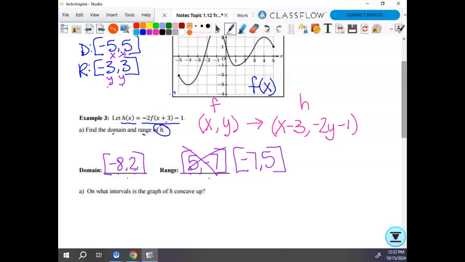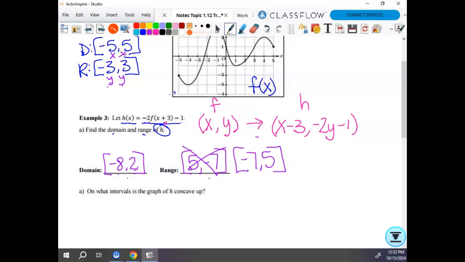All right, so because we did it this way and we really didn't talk about what the transformations are, let's do that real quick. This negative means I have a what? A reflection across which axis? X, okay? Then a vertical dilation, right? And then horizontal and vertical translations.